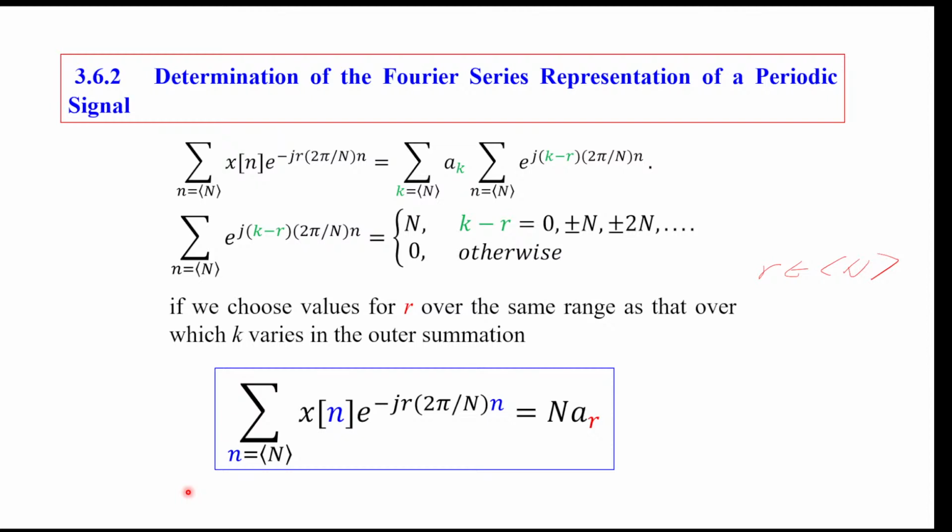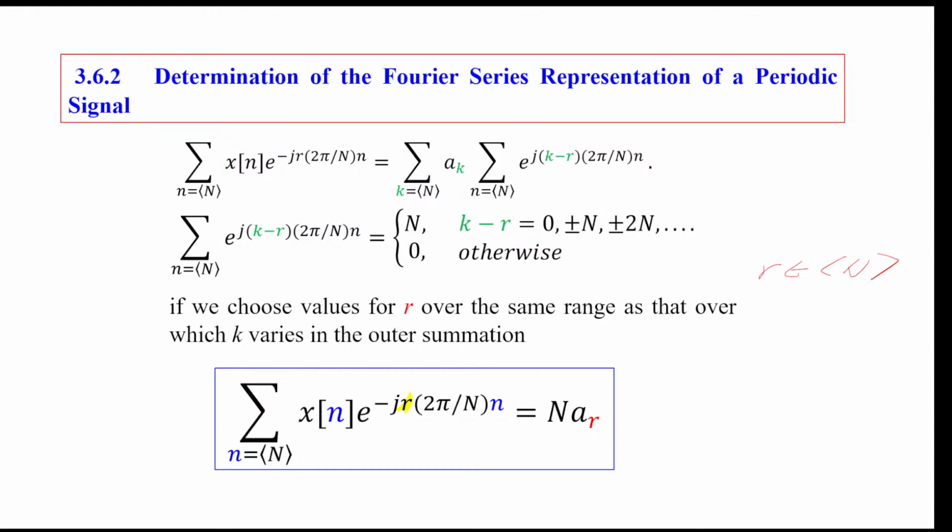Okay, and that's how we get here. So this is basically our analysis equation. We see that to get a_r, we just need to do this summation. You put big N to the other side, then we have 1 over big N times this thing equal to a_r. And then you can just rename r to k, and you have your equation for a_k.